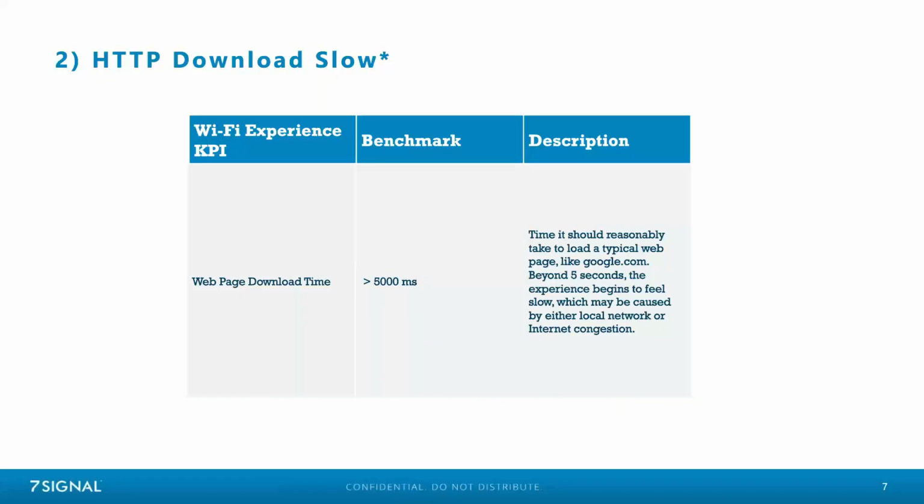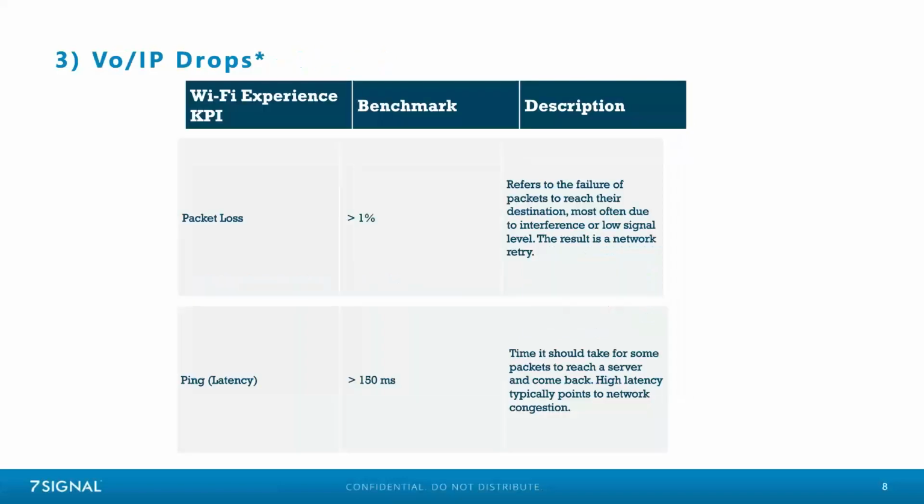So let's talk about the benchmarks and the KPIs that we'd expect for up the stack, right, for web page download. So we're talking about 5,000 milliseconds or 5 seconds. Go to the internet browser, type in Google, hit enter. You should have the page load up within 5 seconds, right? That's what your end users are looking at. When we move into voice, a packet loss of less than 1% is acceptable. Anything over, not good. I want to draw your attention to the possible reason, most often due to interference or low signal level. Result is a network retry.